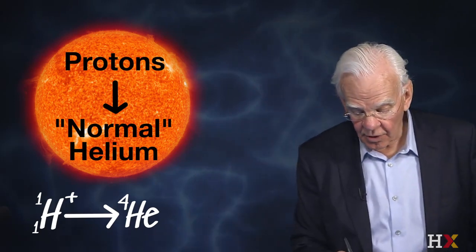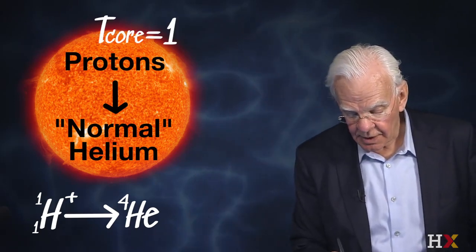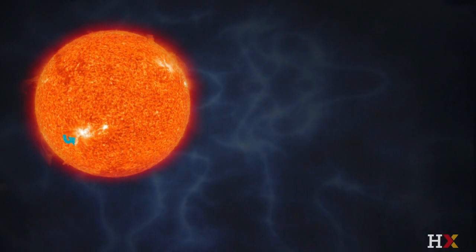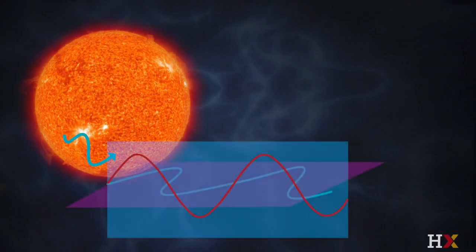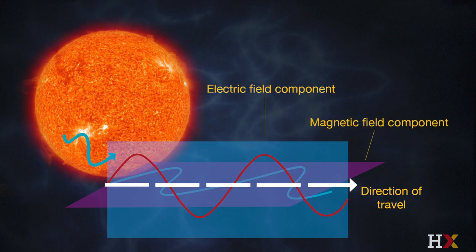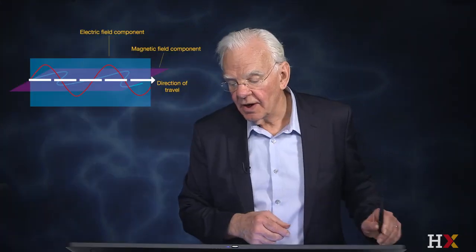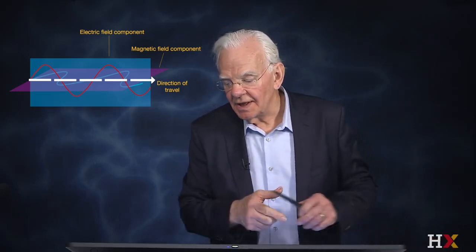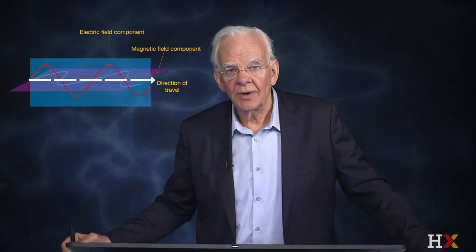And as we mentioned before, the temperature of the core is some 10 to the 8 Kelvin. But emitted from the surface is electromagnetic radiation. And electromagnetic radiation moves with the speed of light along the direction of the flow of that energy, and it's comprised of an electric field and a magnetic field. And you can rotate the electric field into the magnetic field with your fingers with respect to your thumb, and your thumb points then in the direction of the travel of electromagnetic radiation.